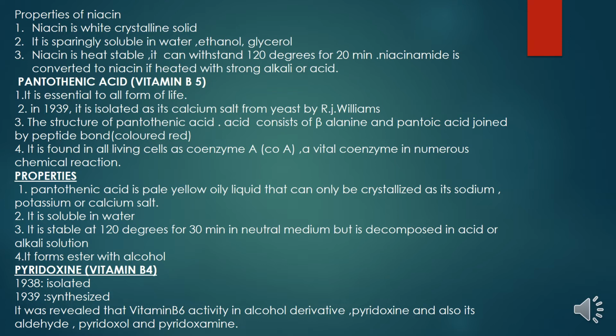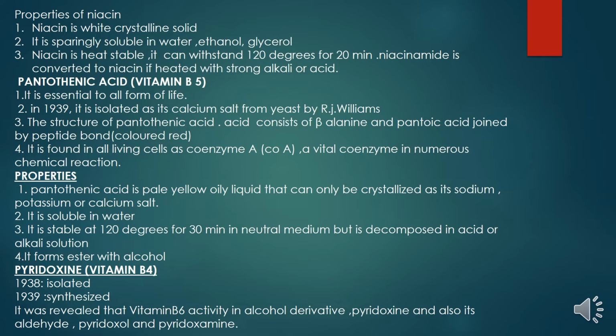Pantothenic acid is vitamin B5. It is essential to all forms of life. In 1939, it was isolated as its calcium salt from yeast by R.J. Williams. The structure of pantothenic acid consists of beta alanine and pantoic acid joined together by a peptide bond. It is found in all living cells as coenzyme A, also called CoA. It is a vital coenzyme in numerous chemical reactions.